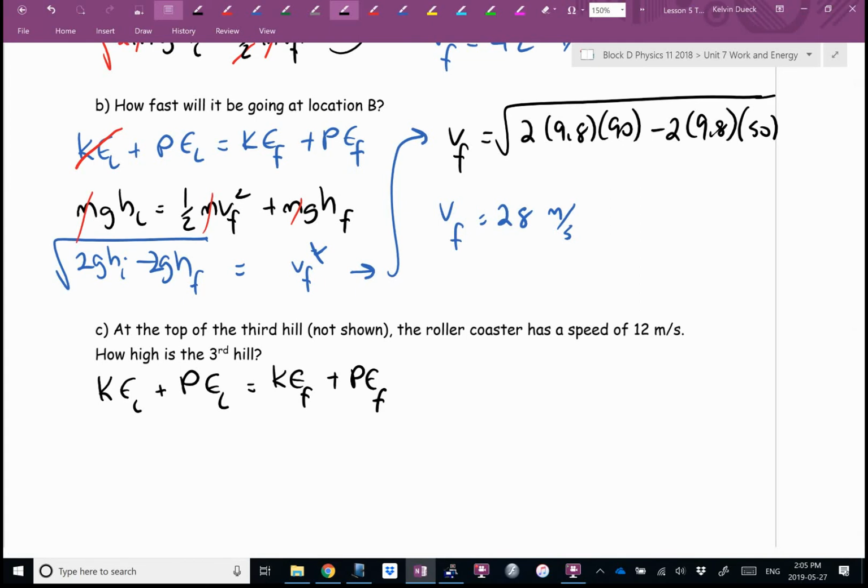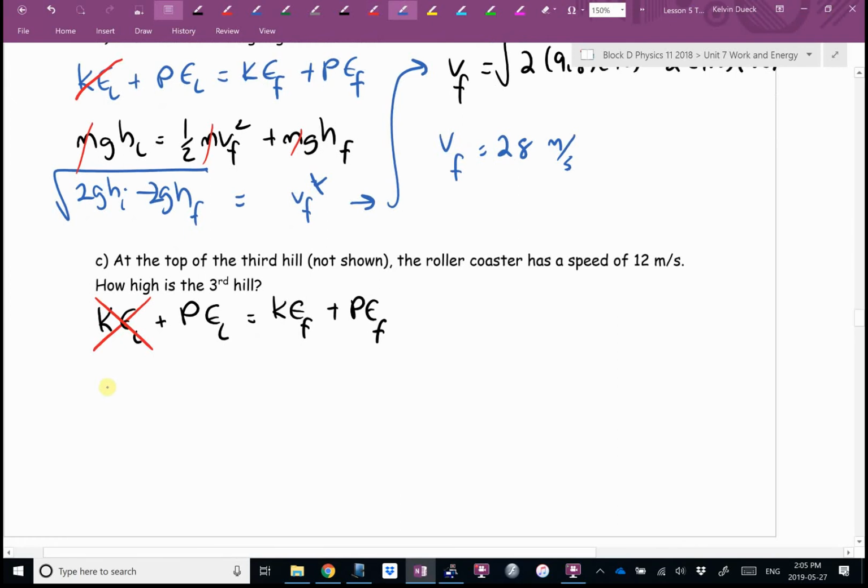Is that okay, Rowan? Are any of these 0? Still starting at rest? Are we ever on the ground? We're starting on the top of a big hill. We're ending on the top of a smaller hill. Not on the ground. So mgh initial equals a half m v final squared plus mgh final.